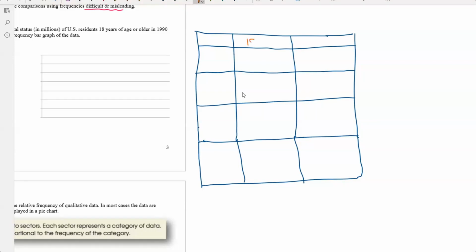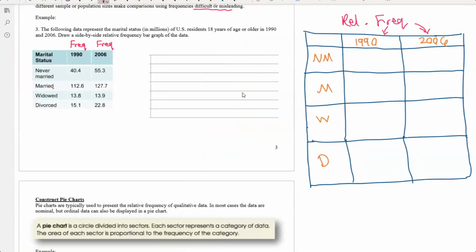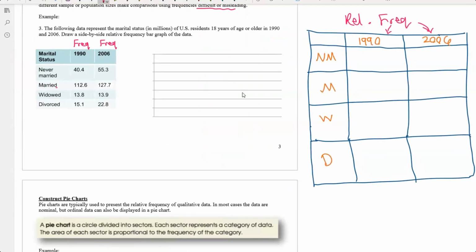Okay, so this column is for 1990. Here we have 2006. These are never married, married, widow, and divorced. So the first step to find relative frequencies, this one is for relative frequency for both of these. First step, we have to find the sum for both of these.